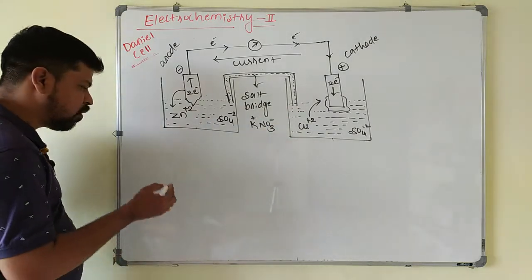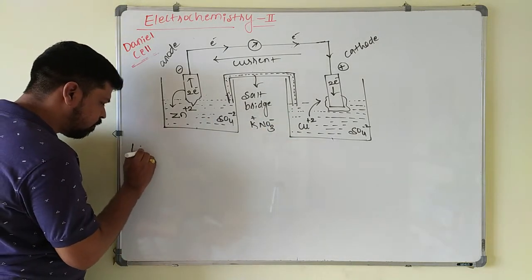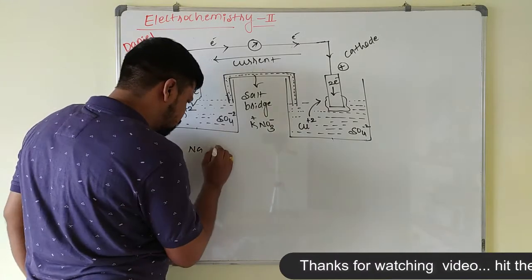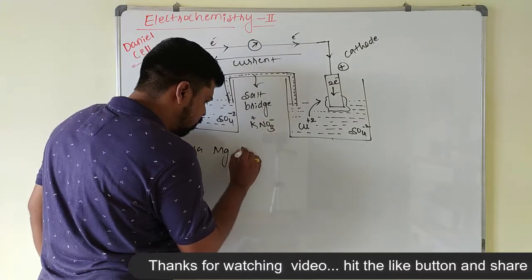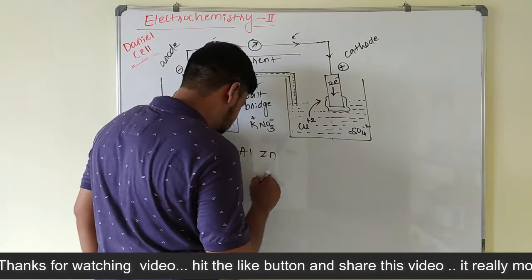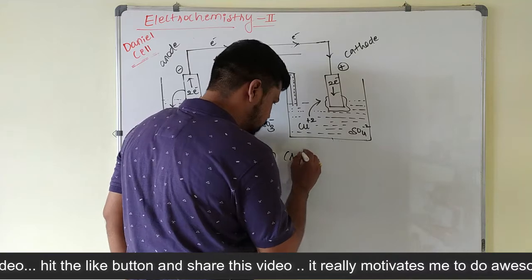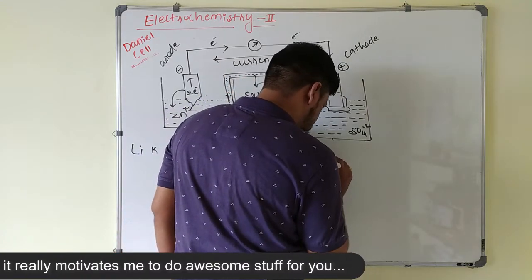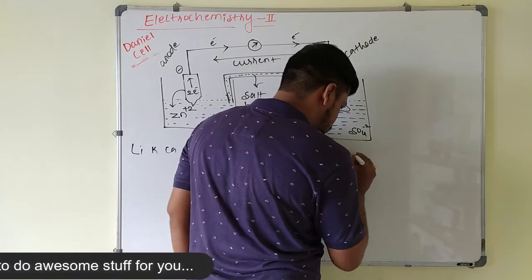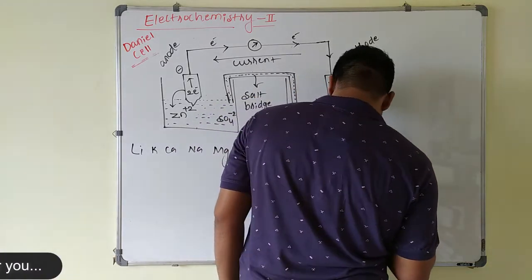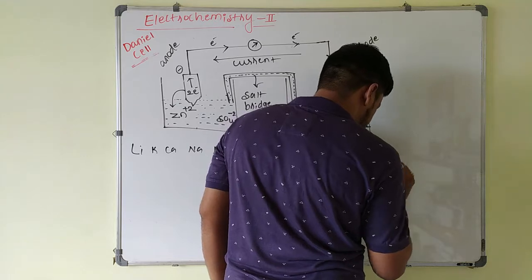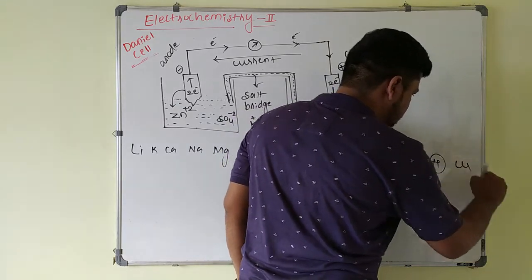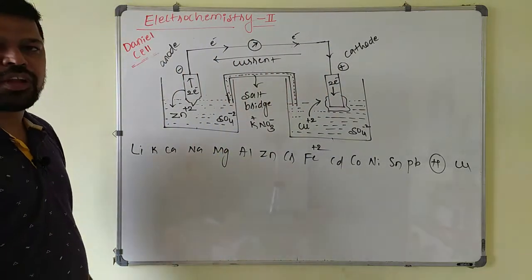Suppose I write the electrochemical series: lithium, potassium, calcium, sodium, magnesium, aluminum, zinc, chromium, iron (this is +2), cadmium, cobalt, nickel, tin, lead, and hydrogen and copper. Like this, this is your electrochemical series.